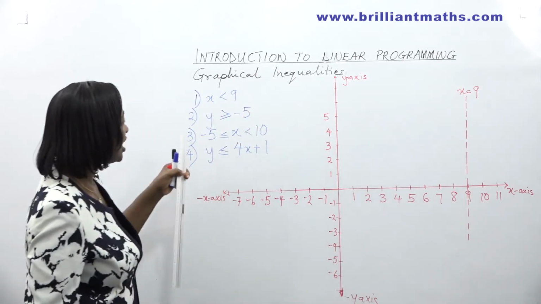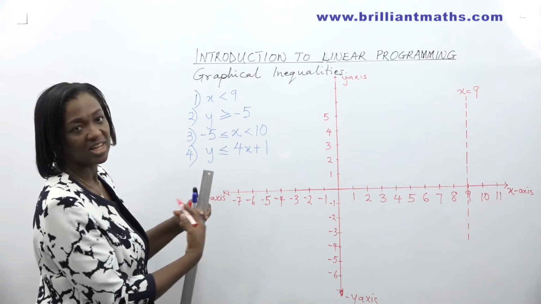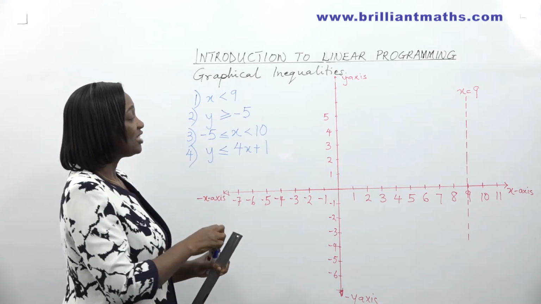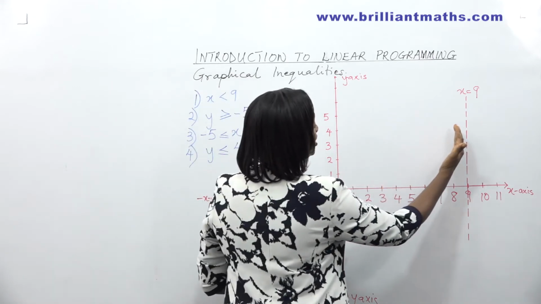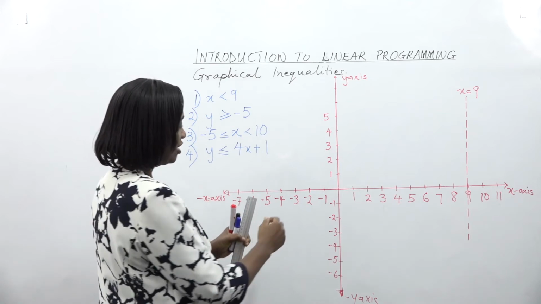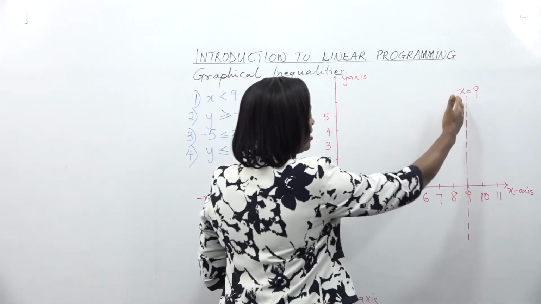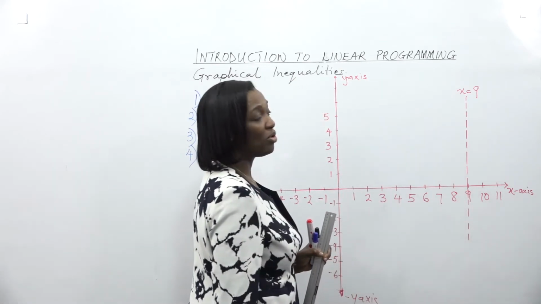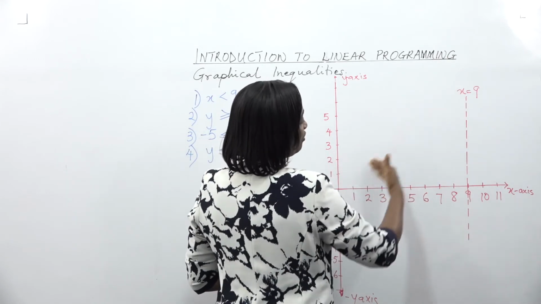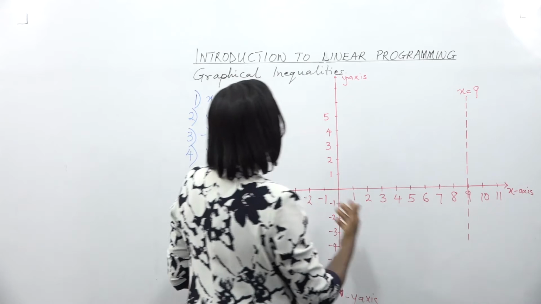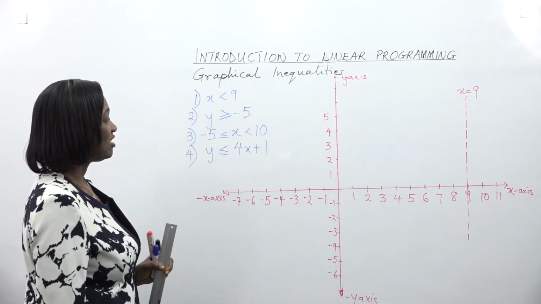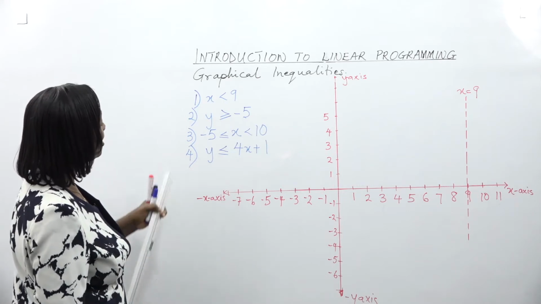But the region that satisfies x less than 9 is every space to the left of 9. As you can see, 9 is not part, so it's drawn in broken lines. So every space to the left of x equal to 9 satisfies the inequality x is less than 9. Let's look at the next one.